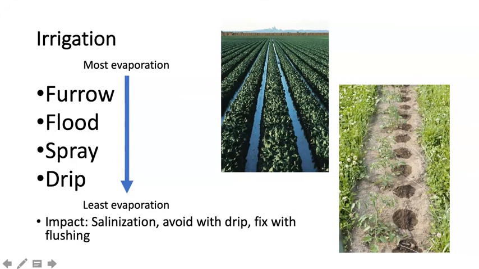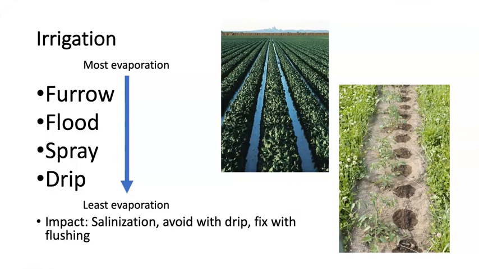Flood irrigation, where water is just flooded out onto a field, causes almost as much irrigation water loss due to evaporation. Spray irrigation is more like what you see your lawn being watered with, where you're just spraying water out over it. Drip irrigation usually uses a line, as you can see in the picture on the far right, with holes punctured in it, and those holes slowly drip water. This has the least amount of evaporation and is one of the better ways to avoid complications such as salinization from irrigation.